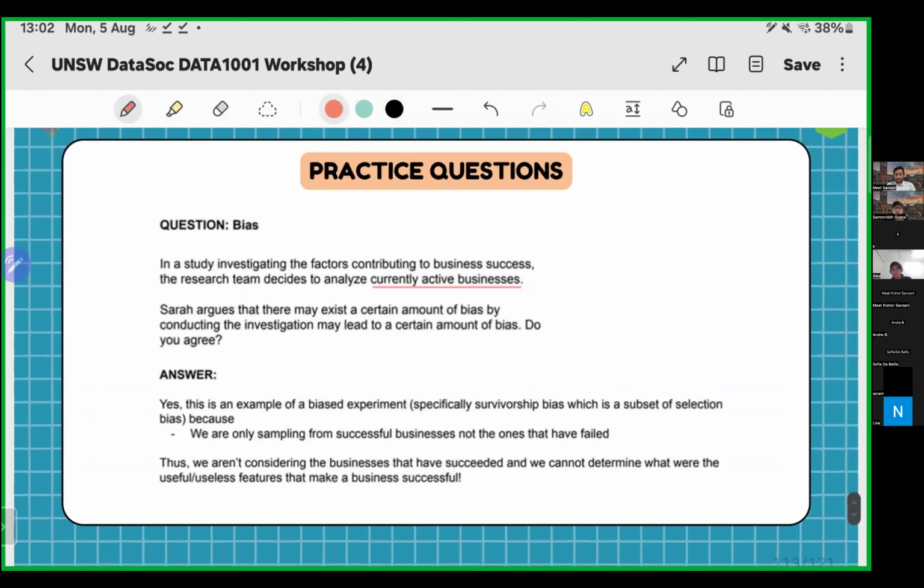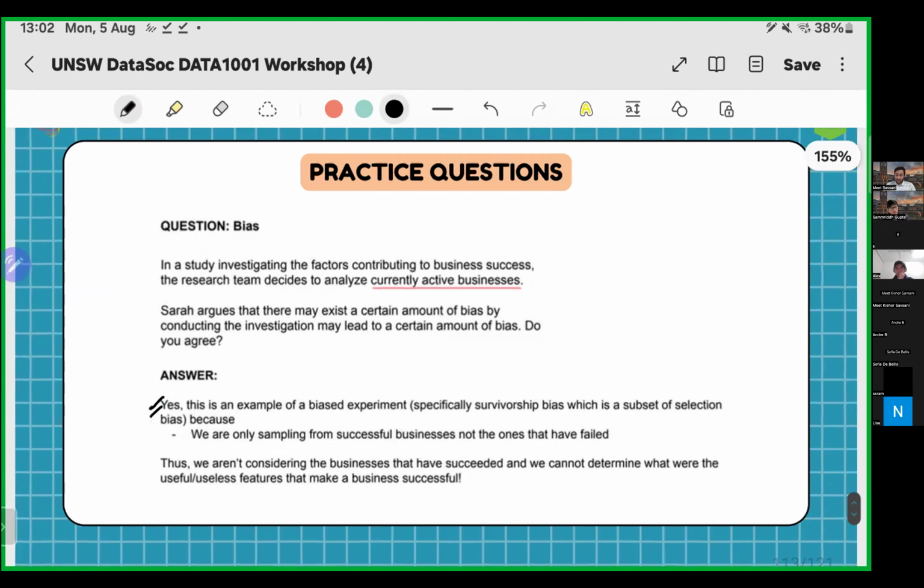So let's look at one practice question. In a study investigating the factors contributing to business success, the research team decides to analyze currently active businesses. Sarah argues that there may exist a certain amount of bias in conducting the investigation. Do you agree? The answer is fairly easy. Yes, there is an example of a biased experiment, specifically survivor bias, which is a subset of selection bias, because we are only sampling from successful businesses and not the failed ones.